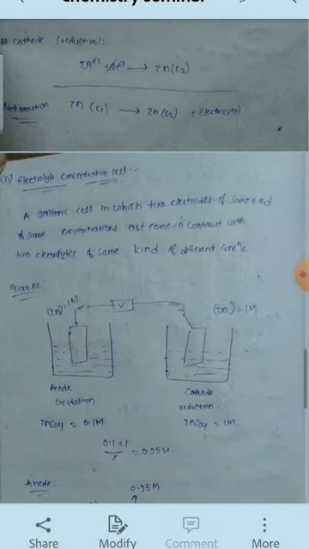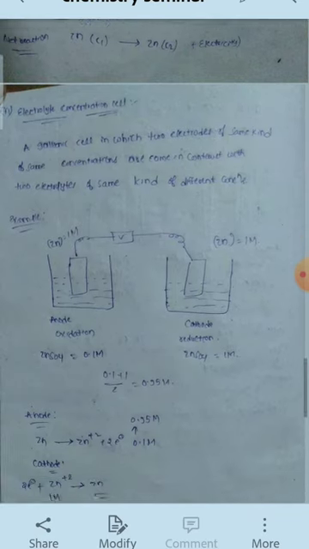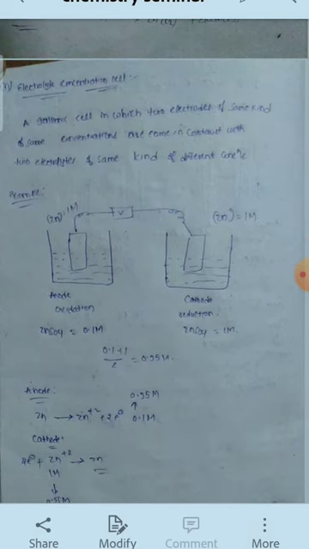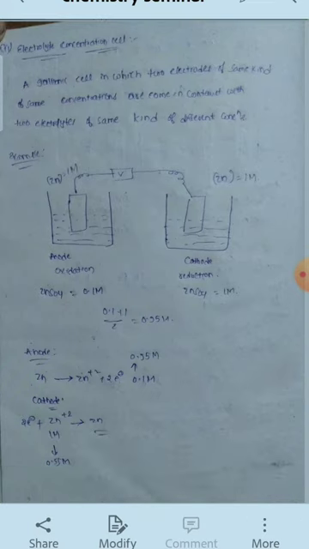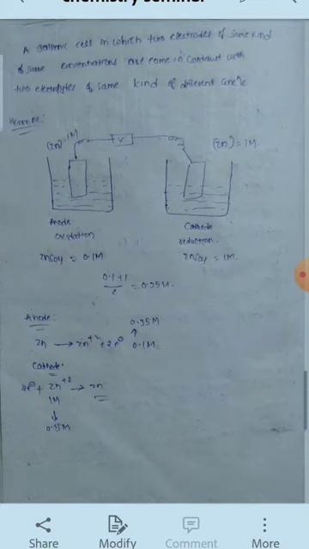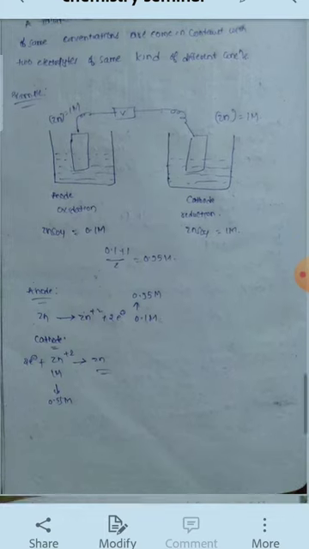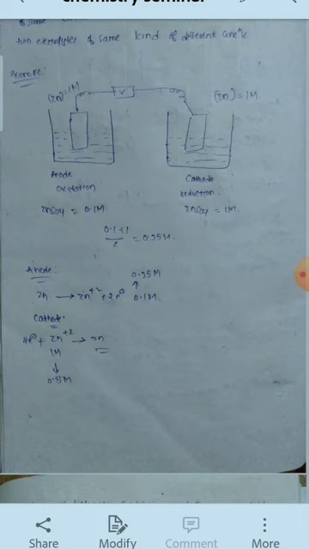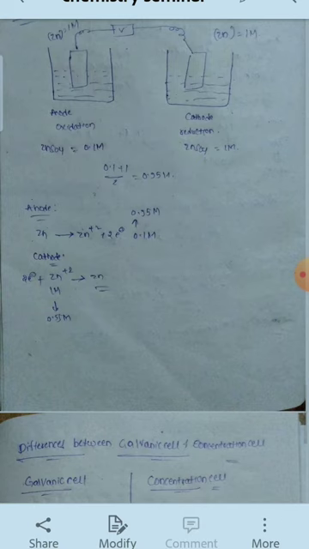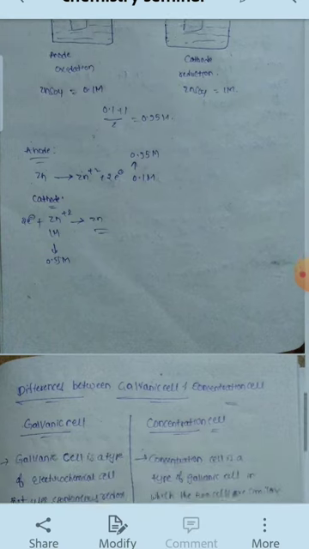Secondly, coming to the electrolyte concentration cell, a galvanic cell in which two electrodes of the same concentration come in contact with two electrolytes of the same kind but different concentration. Here the two electrodes maintain the same concentration, whereas the electrolytes are maintained at different concentrations. Here the ZnSO4 at the anode is maintained at 0.1 molar and at the cathode at 1 molar. The equilibrium concentration will be 0.55 molar. At the anode oxidation takes place and the zinc reaches the equilibrium concentration, and at the cathode reduction takes place and the zinc reaches the equilibrium concentration.